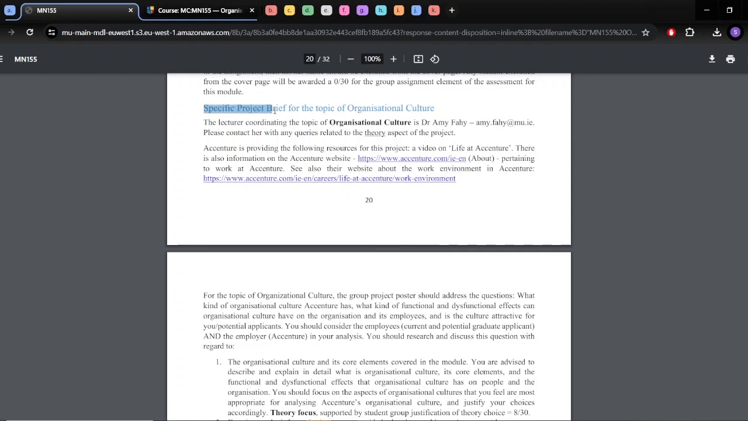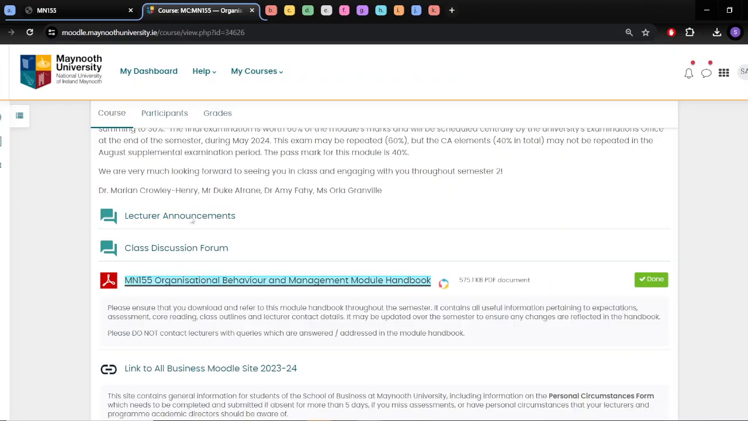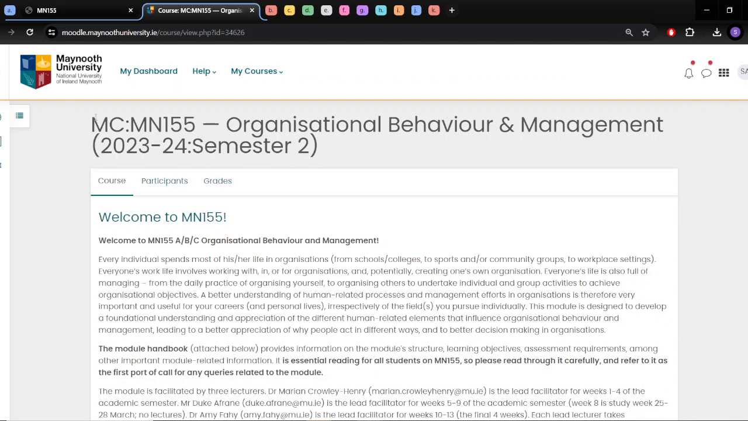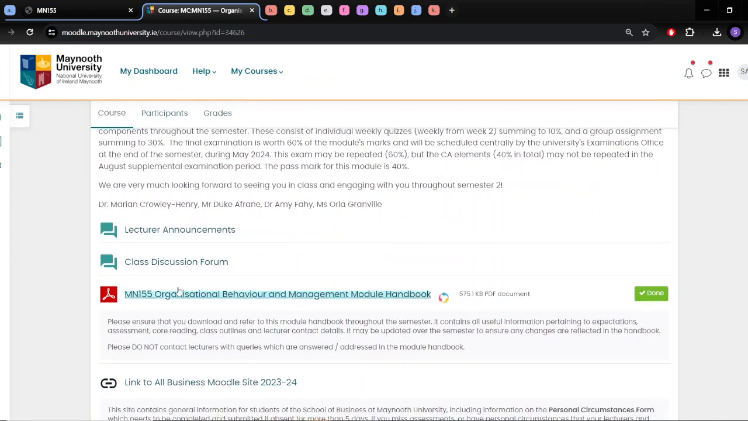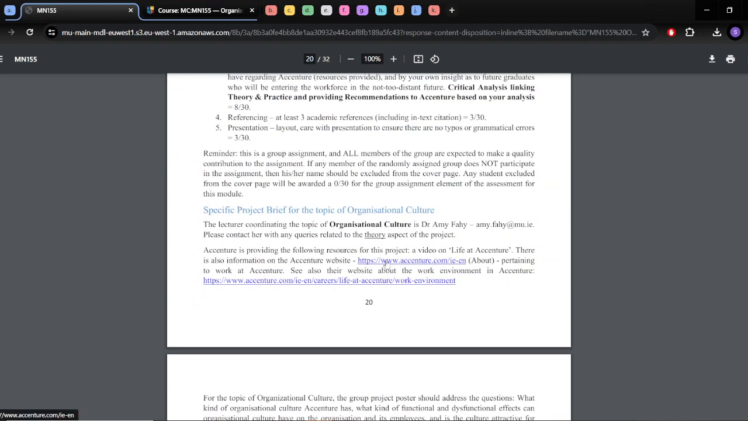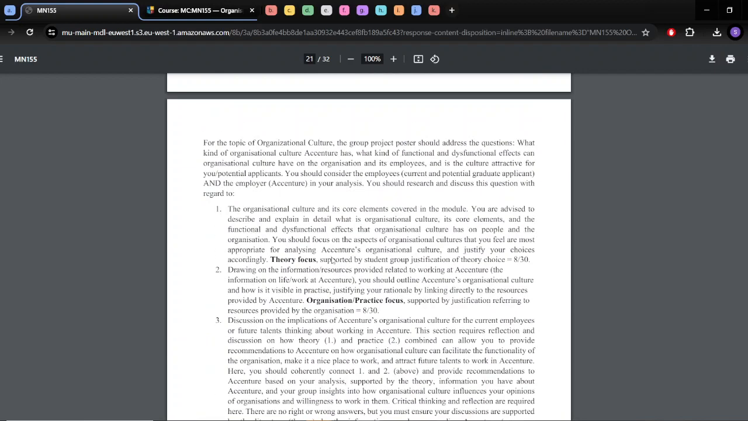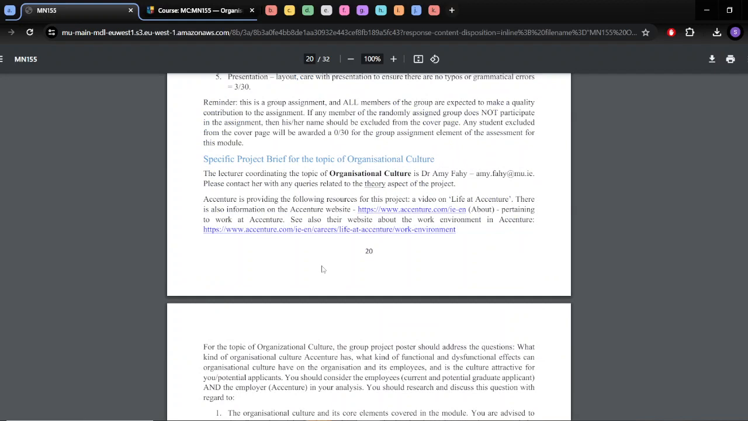So this is the specific project brief for the topic of organizational culture. You guys may or may not have read this. It's in the Moodle at the start. It's in the module handbook, and it starts on page 20. Basically, I'm just gonna read this out in this video. It's only like a page long, so I think it's important.